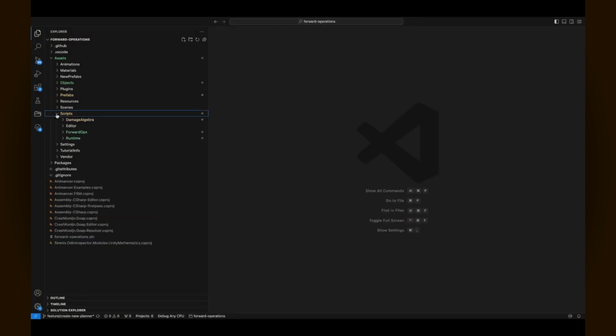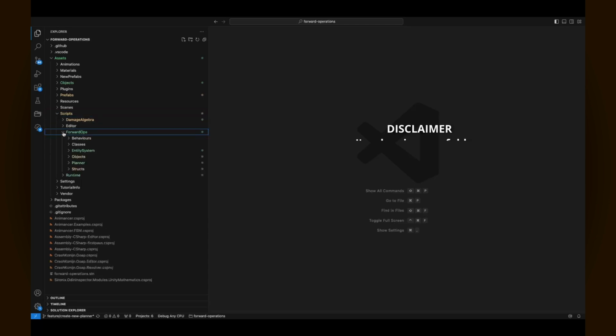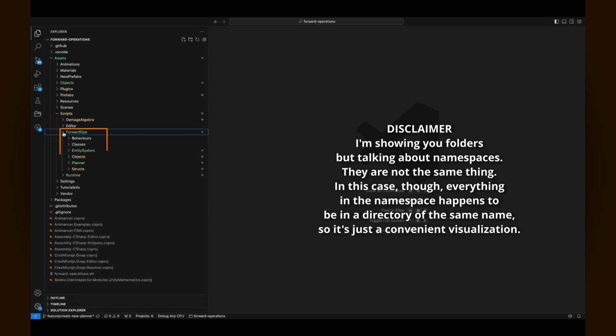The first namespace is Forward Ops, which represents the game specifically. All the code that's written just for this game goes into the Forward Ops namespace. From there, the code is organized by system and by function.